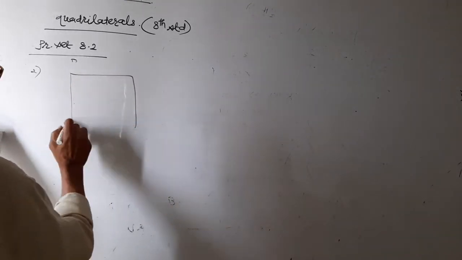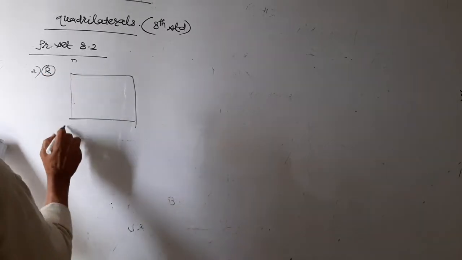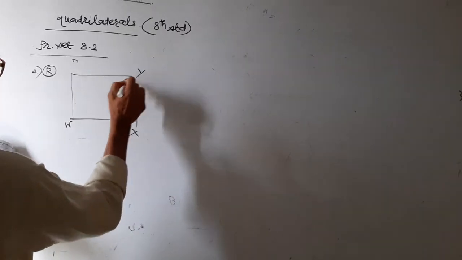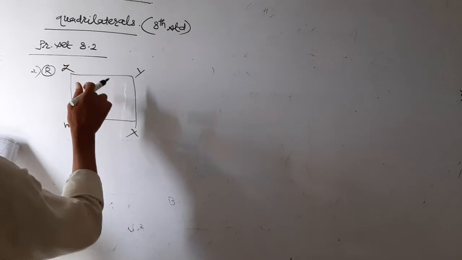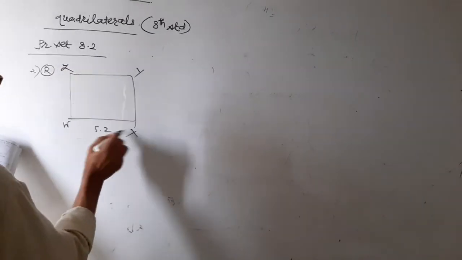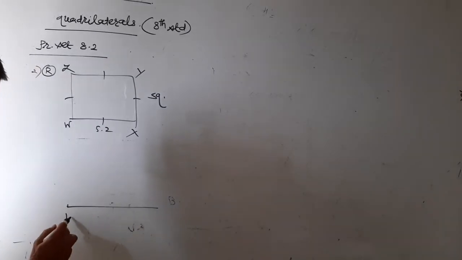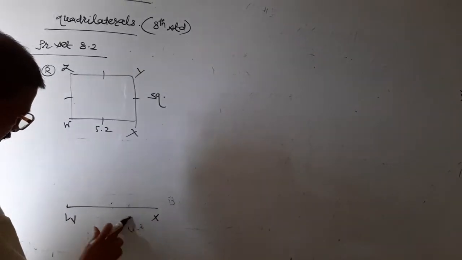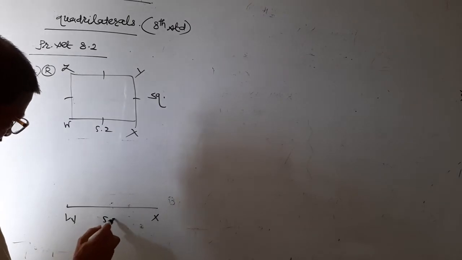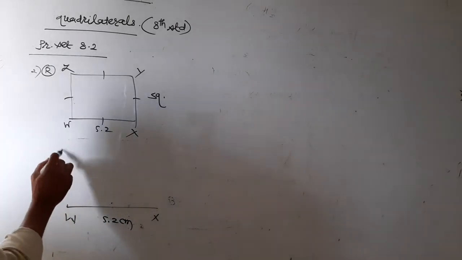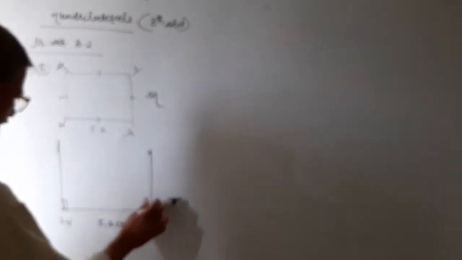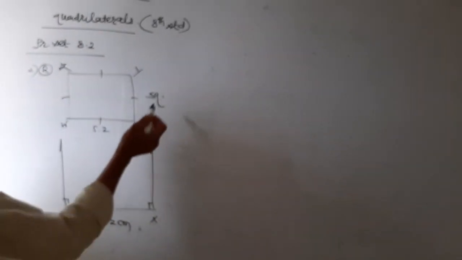So rough work, WXYZ, and the side is 5.2. Each side of the square is congruent. So here WX is 5.2 centimeters, with the help of protractor 90 degrees, with the help of protractor 90 degrees, and square it is.